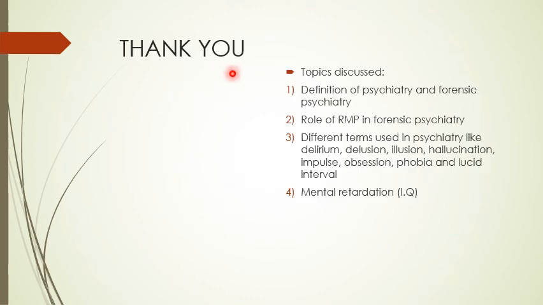We are coming to the end of this session, or part 1 of forensic psychiatry, and the topics discussed were the definition of psychiatry and forensic psychiatry. What is the role of a registered medical practitioner in forensic psychiatry? We learned about the different terms used in psychiatry like delirium, delusion, illusion, hallucination, impulse, obsession, phobia, lucid interval, etc. And finally, a word about mental retardation or IQ, which is calculated using the formula from the Binet-Simon test. Thank you.